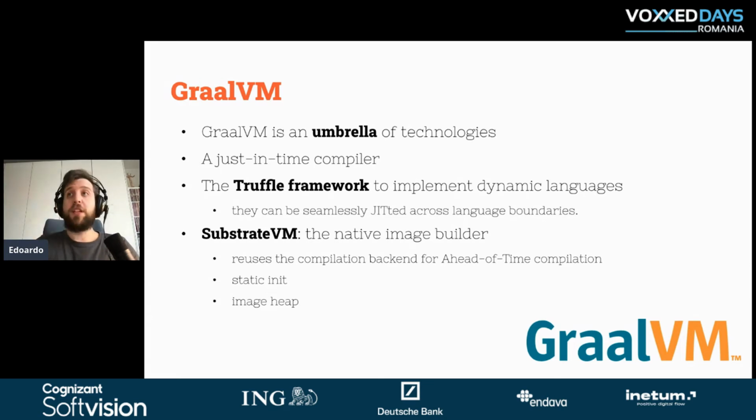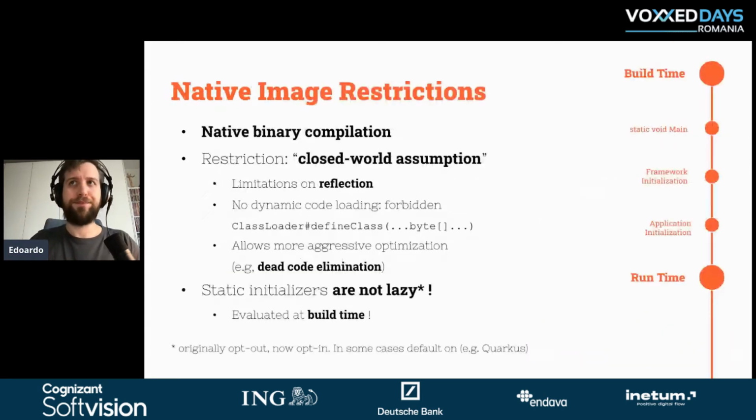So what about Substrate VM? Substrate VM is the native image builder. Originally it was called the Substrate VM project, but now it's known as the native image builder. And it does code generation, so it does ahead-of-time compilation. But what makes a difference from the projects that previously did code generation and native compilation for Java is that it does static initialization at build time, and it snapshots an image heap. And we're going to see that.